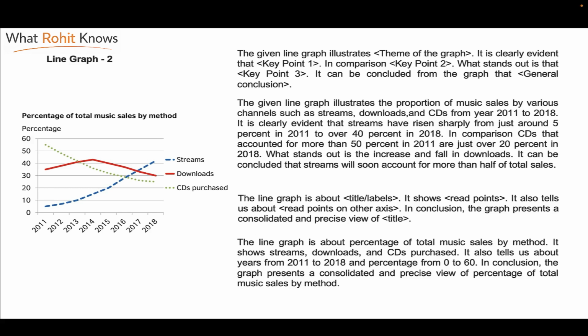Then it shows, first read one part, just pick something. So we'll pick streams, downloads, and CDs. So it shows streams, downloads, and CDs purchased. And then it also tells us about years from 2011 to 2018 and percentage from 0 to 60. And finally, a very general conclusion in which again we will just use the title. So in conclusion, the graph presents a consolidated and precise view of percentage of total music sales by method.